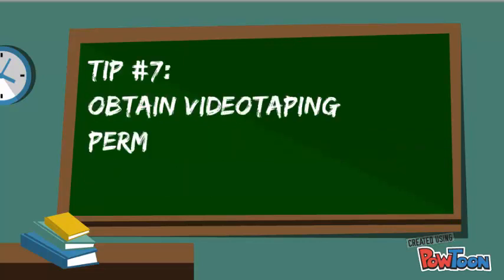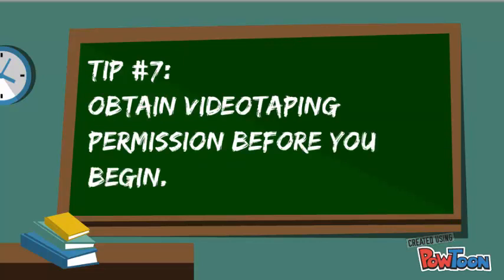Tip number 7, obtain videotaping permission before you begin. Ask your instructor and cooperating teacher the best way to obtain permission for videotaping. The earlier you send permission forms out, the more time you will have to contact families who have not turned them in. Also, prepare a Plan B for students you do not have permission to record.